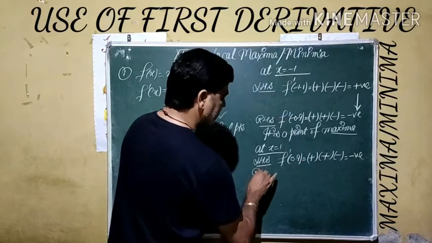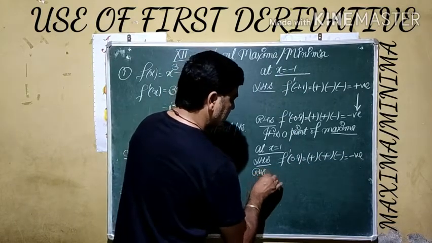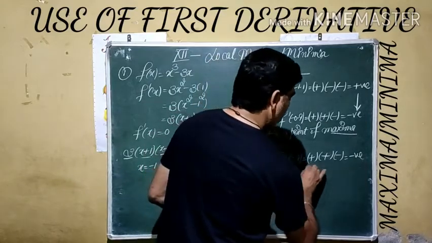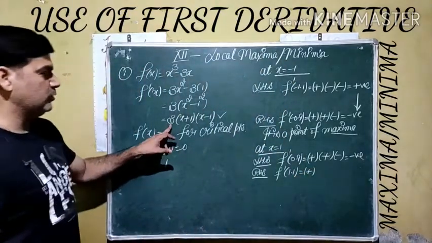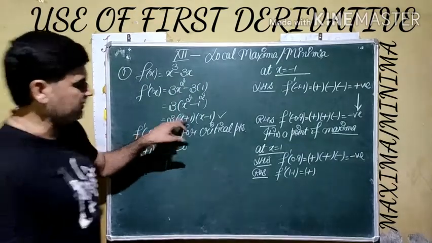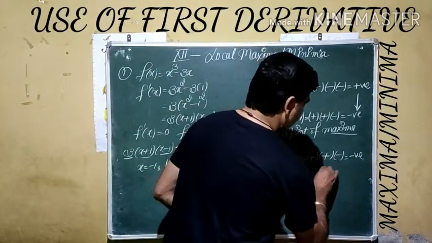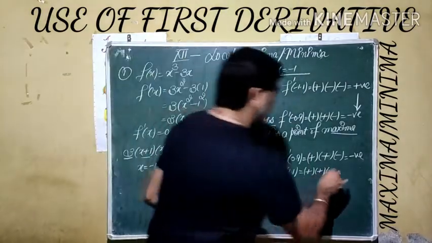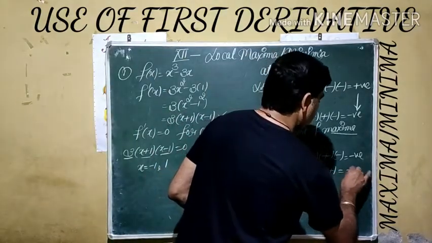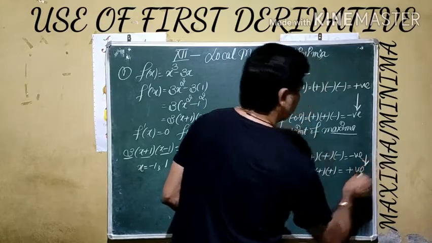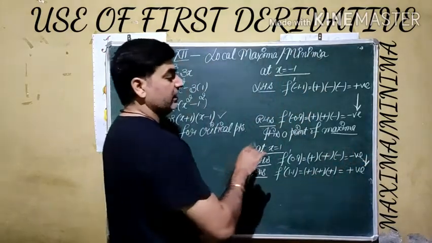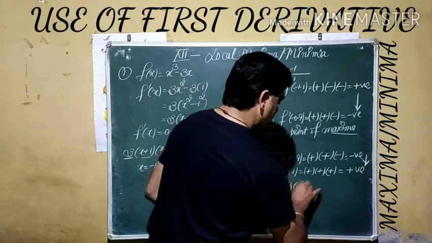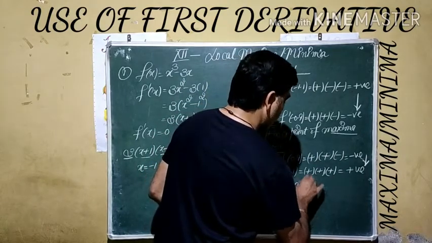If we see the right hand side, we have to replace here 1.1. The first value is 3, always positive. If we replace 1.1 plus 1, we get 2.1, a positive value. Next, 1.1 minus 1 is 0.1, a positive value. So it gives us a plus sign. Change of sign from negative to positive means increasing type. So it is a point of minima. It is a minima case.